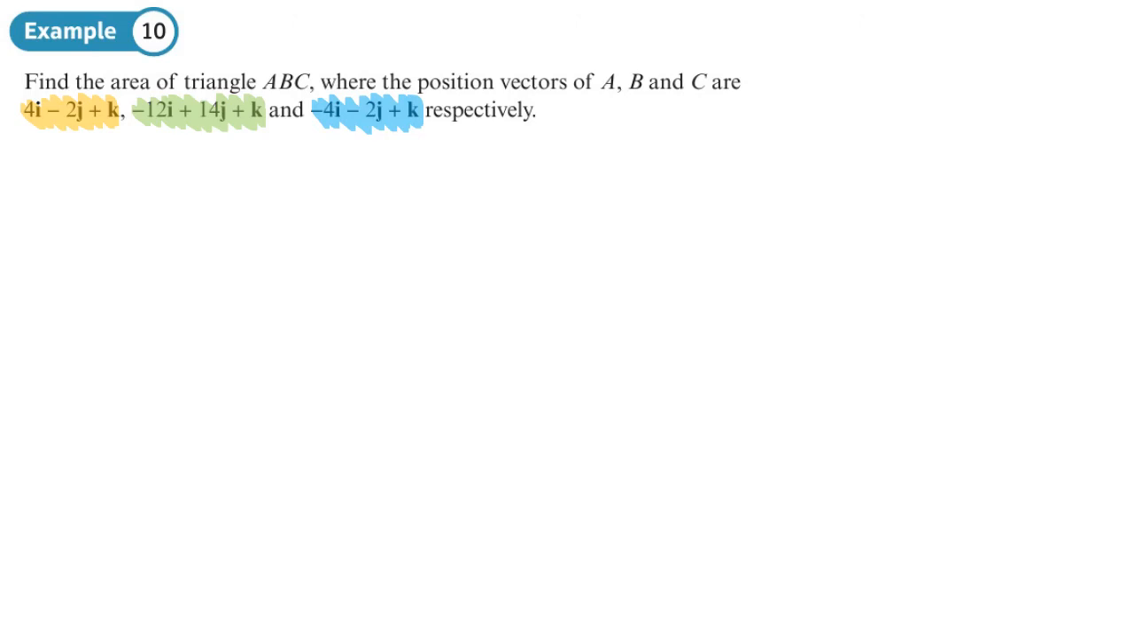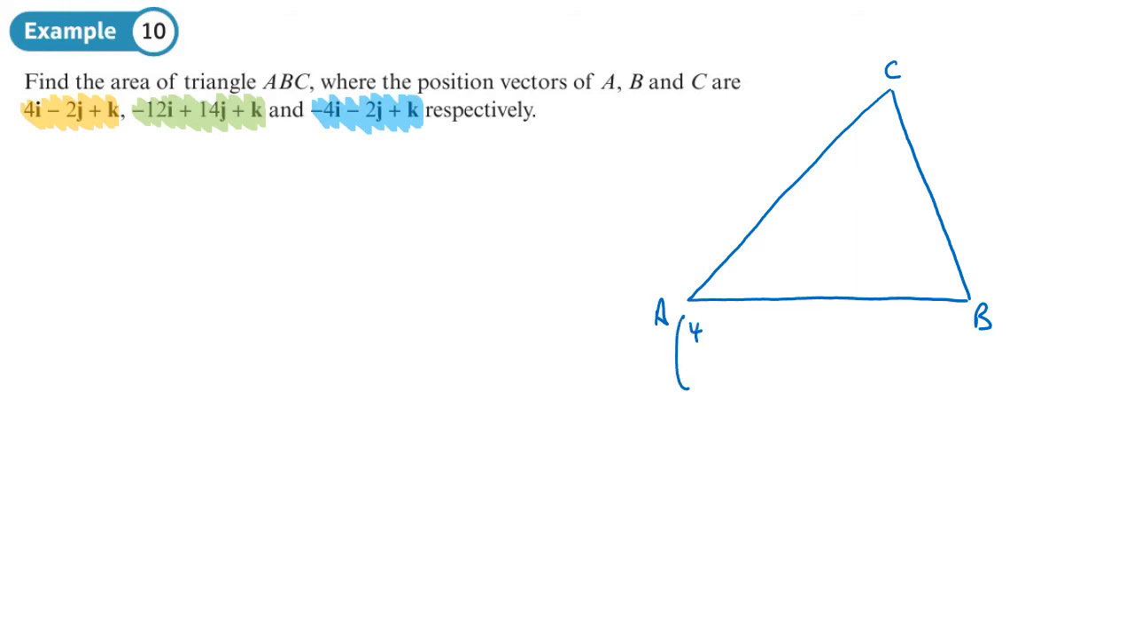There we go. Right. We could draw a diagram. We don't need to, but I will anyway, I think. Sometimes it's often helpful to see what's going on so we can see which vectors we want to work out. So A, B, C. A, now I'm going to write this as columns, is 4, minus 2, 1. B is minus 12, 14, 1. And C is minus 4, minus 2, 1.